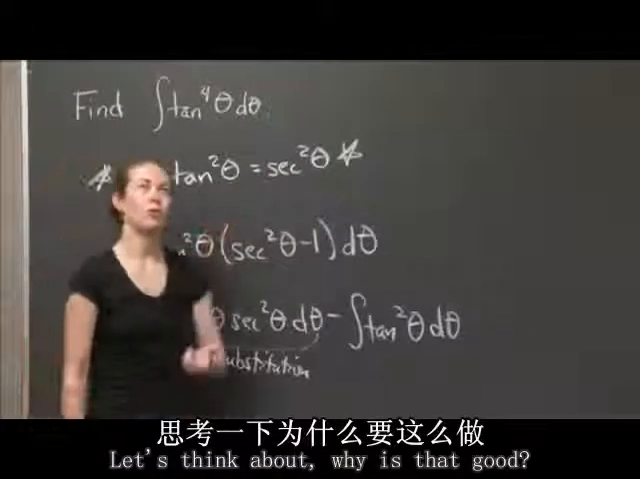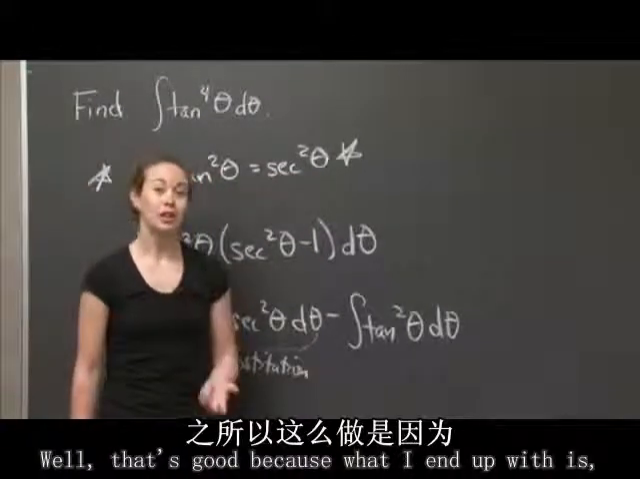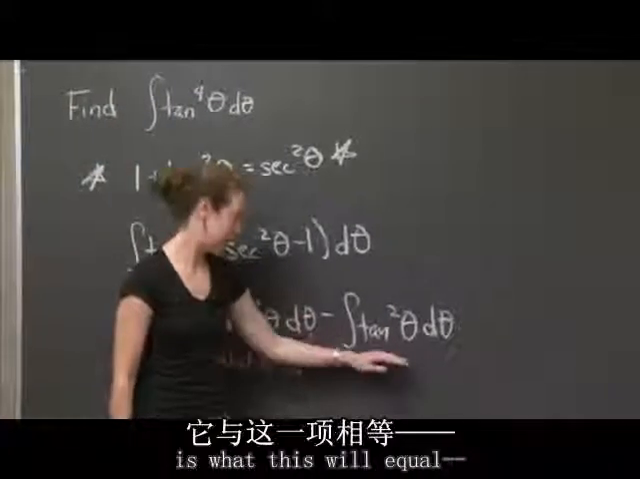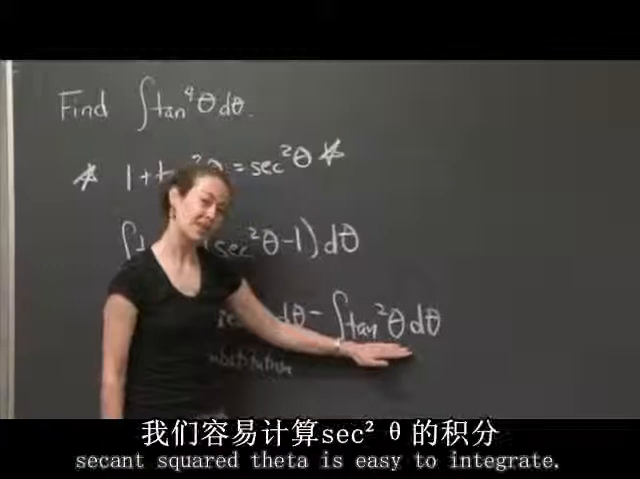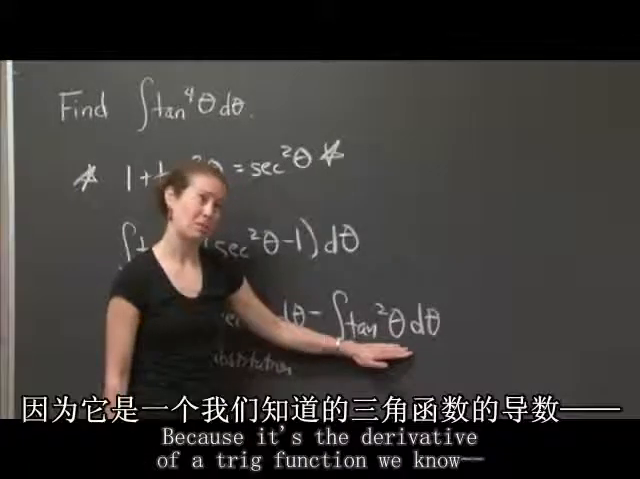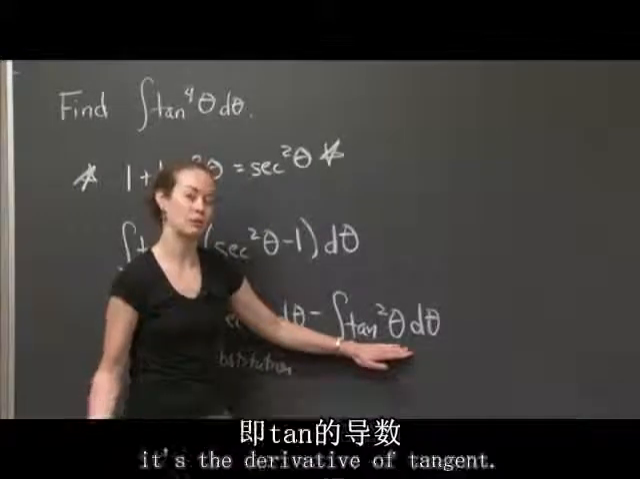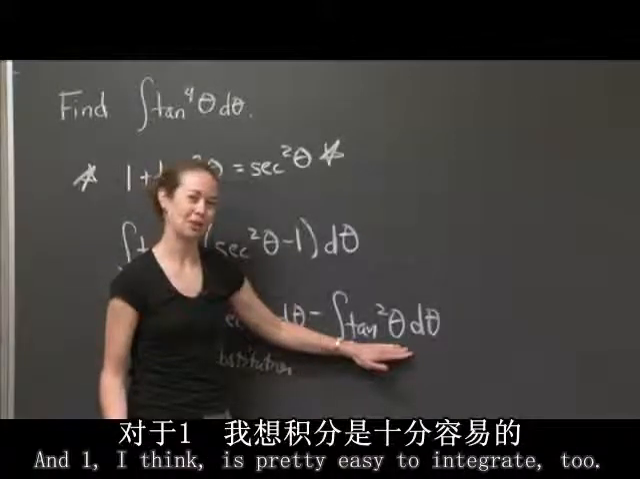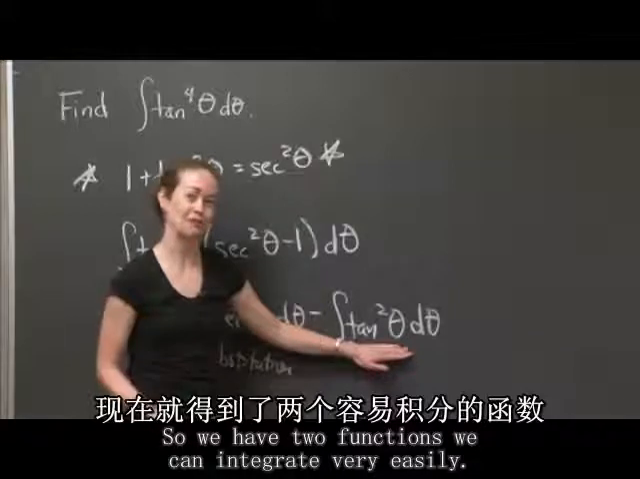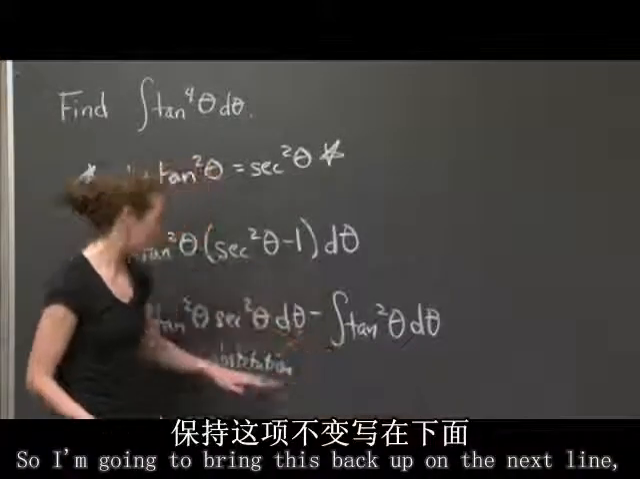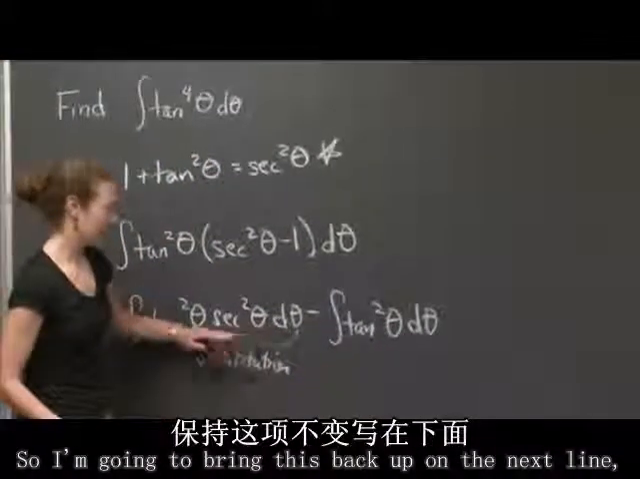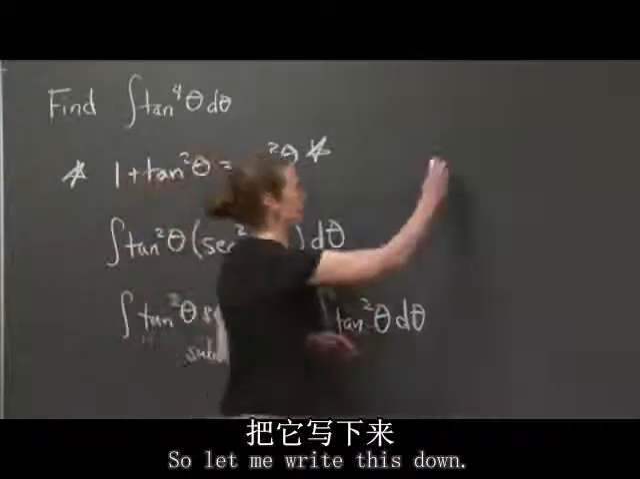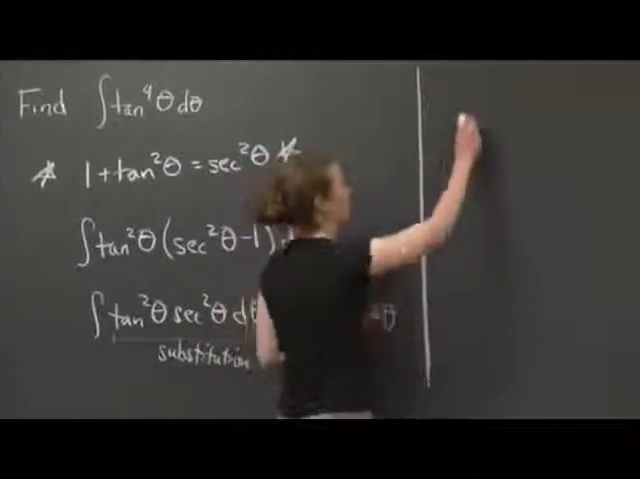Let's think about why that is good. What I end up with is secant squared theta minus 1. Secant squared theta is easy to integrate because it's the derivative of a trig function we know. It's the derivative of tangent. And 1 is pretty easy to integrate too. So we have two functions we can integrate very easily. I'm going to bring this back up on the next line, do the replacement here, and then we'll finish the problem. So let me write this down.